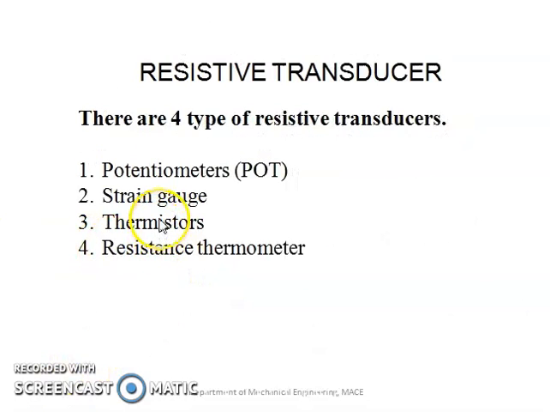The next 2 types of resistive transducers are thermistor and resistance thermometers. That will be discussed in detail in module 6. So that's all about various types of transducers. In the next class we will be dealing with motion and dimension measurement. Thank you.